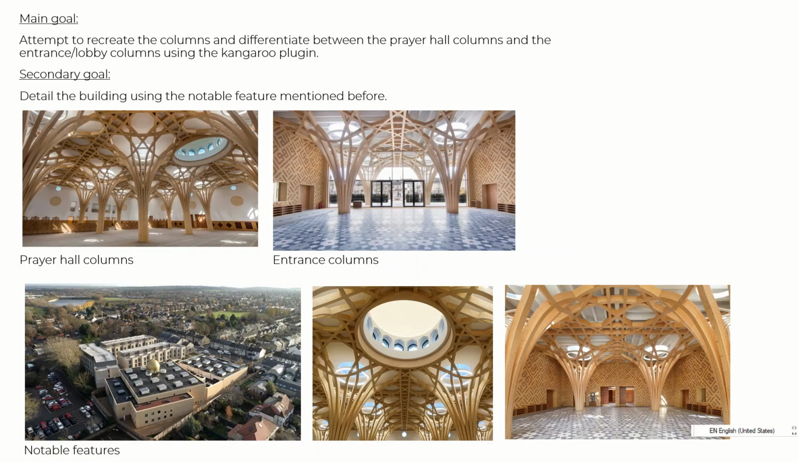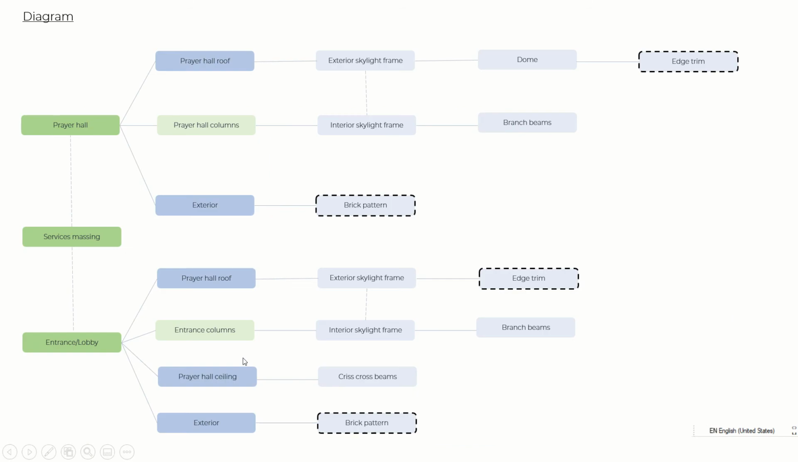Now the main goals that I wanted to achieve here was that I wanted to differentiate between the prayer hall columns and the lobby columns parametrically using Kangaroo. So in the prayer hall columns, you can see that the lines converge upwards as opposed to the lobby's. And then some additional goals that I wanted to do were the notable features.